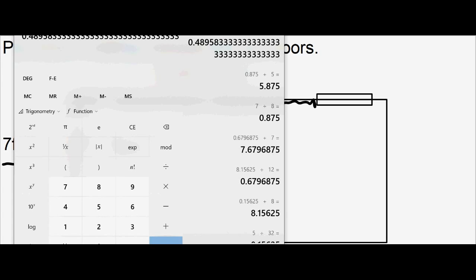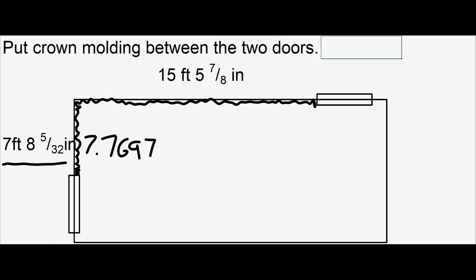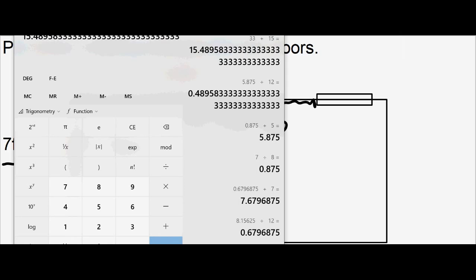0.4896 feet. I'm going to add my 15 feet. So I have 15.4896 approximately. But I don't need to worry about approximately because I can see a lot of decimal places. And there's actually a lot more in the computer that we're not even seeing. We'll worry about that later.